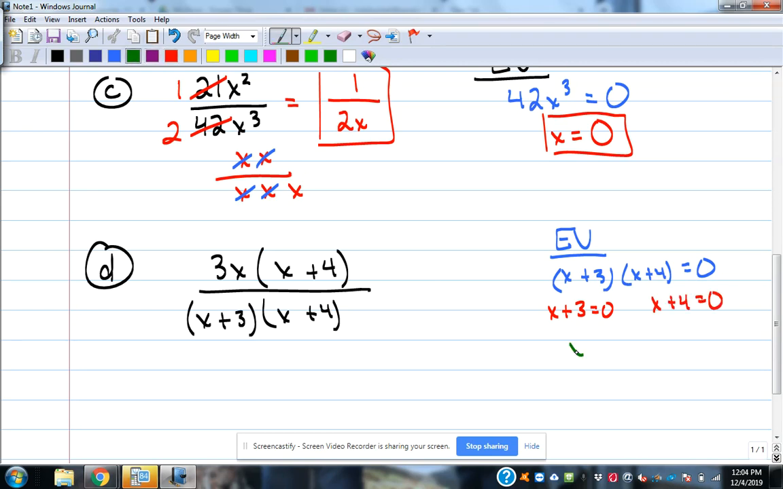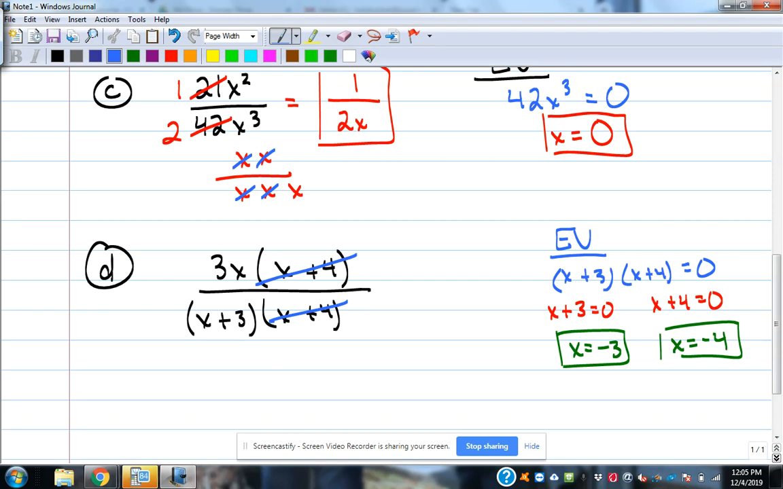Y'all know the answers to that. -3, -4. We've done a lot of that lately. Okay. So we have excluded values of -3 and -4. Now, our polynomials are factored already for us in this problem. So what's the matching factor? X plus 4 matches that x plus 4, and it cancels out.